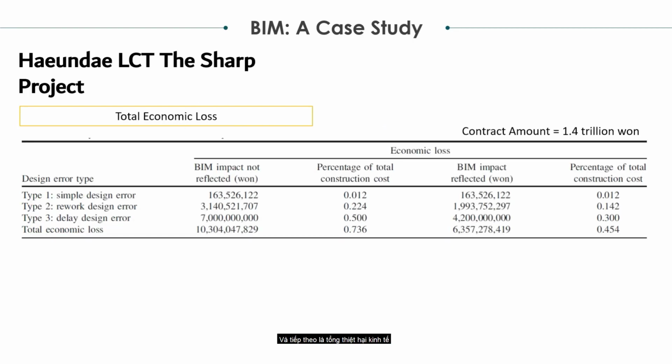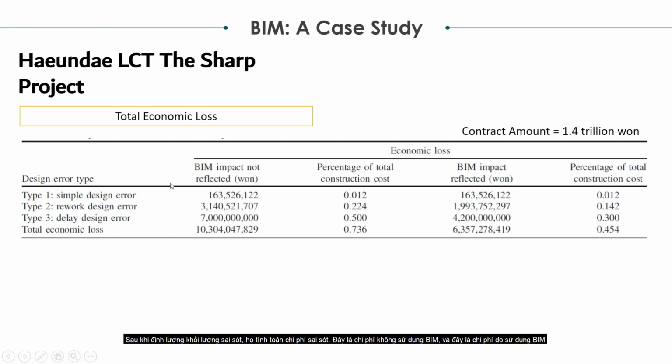And the next is the total economic loss. After quantifying the volume of the errors, they calculate the cost of the error. So this is the cost without using BIM, and this is the cost by using BIM. So for the type 1 error, the simple design error, the cost without using BIM and the cost by using BIM is the same. It's about 0.012% of the contract amount, which is 1.4 trillion won. But in type 2, it's different. By using BIM, the cost is only 0.142%, but by not using BIM, it's around 0.224%.